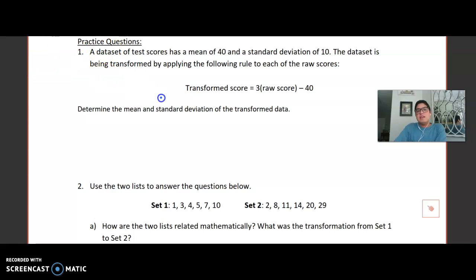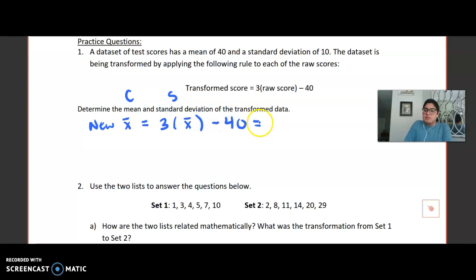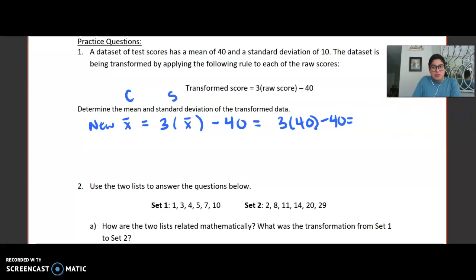Well, the mean is a measure of center that we use, and the standard deviation is a measure of spread. So when I multiply and I subtract, that's actually going to transform the average. So we're going to take our new average. I'm going to just call this mu x bar, and that's going to be 3 times the original x bar minus 40. So let's check that out. If I do 3 times my original mean of 40 and subtract 40, that gives me a new mean score of 80 points, we'll assume.